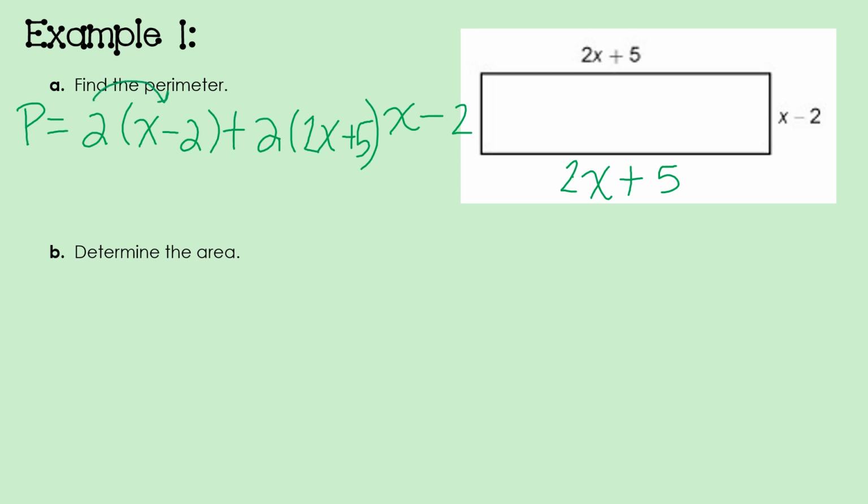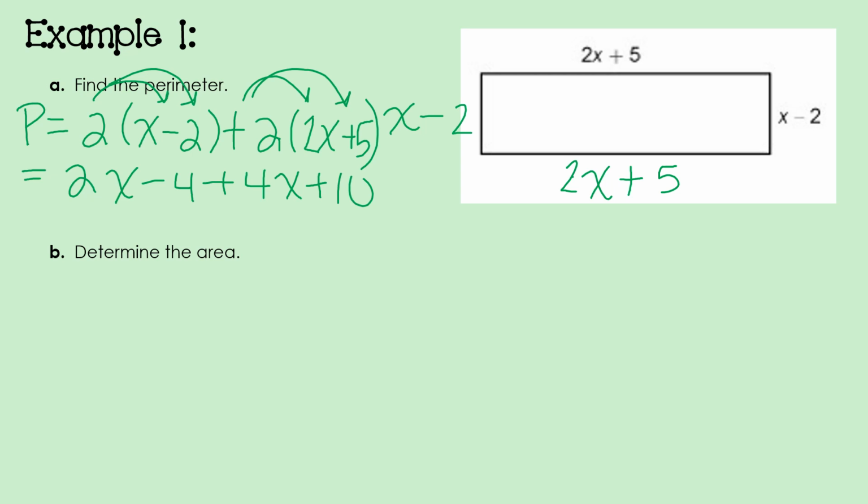This is just a little bit shorter. All right, I'm going to have to distribute the 2. So that gives me 2x minus 4. Distribute this 2. That gives me 4x plus 10. And then I'm just going to combine like terms. So I have 2x and 4x, which is 6x. I have negative 4 plus 10, which is 6.